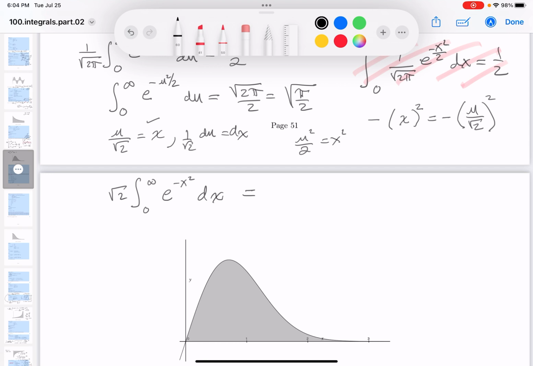All right, let me make sure I said that right. Yeah, du is root 2 dx. And what does this equal? It equals root pi over root 2. All right, that comes from up here.